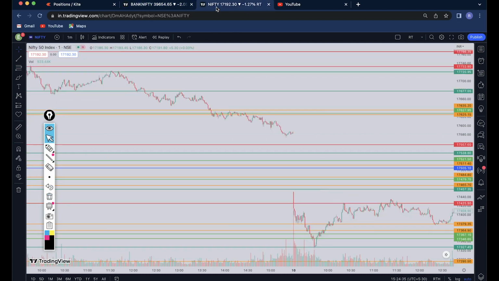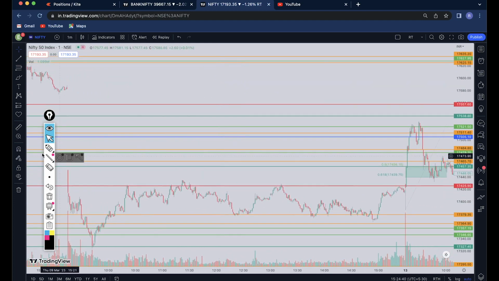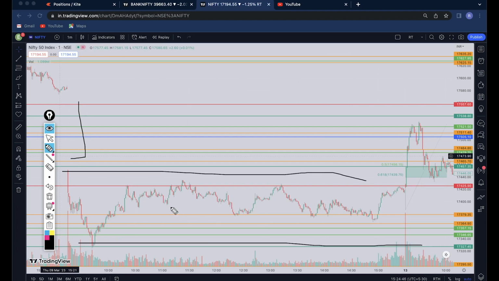Let us just quickly look into the Nifty also. If we look at yesterday's Nifty chart, Nifty also followed the same pattern. After the gap down, Nifty held itself in the range even more strongly than Bank Nifty. Also, it has kept itself in a range.